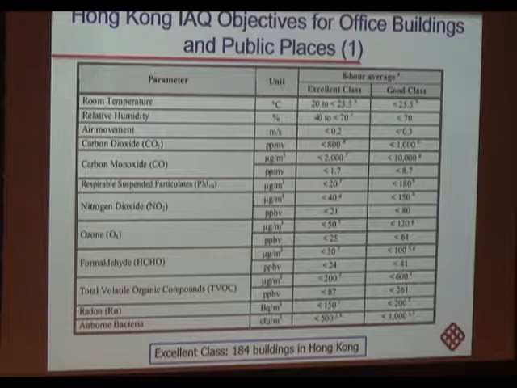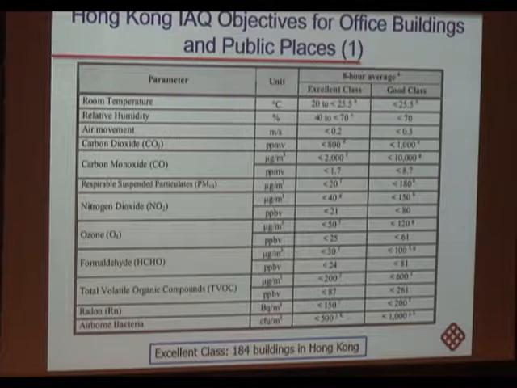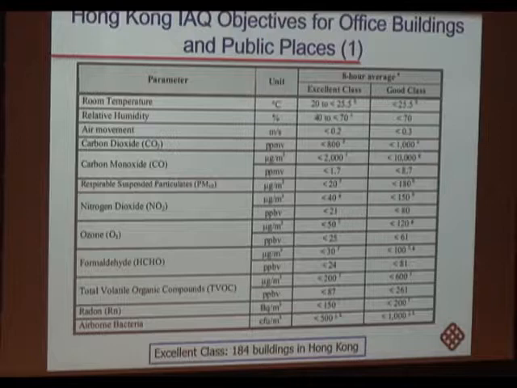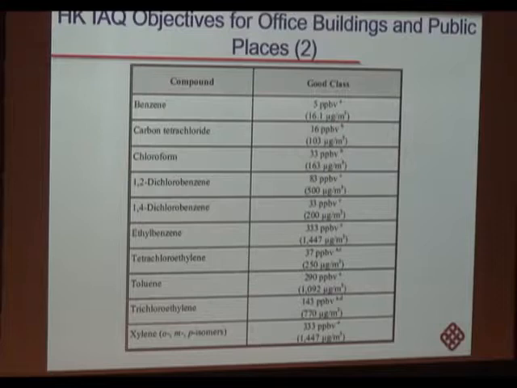So far in Hong Kong, more than 184 buildings have got the excellent class certification. And there are more than 750 buildings or indoor locations that got the good class. So in other words, this is the way to push for good air quality, in order to let indoor owners have better things.